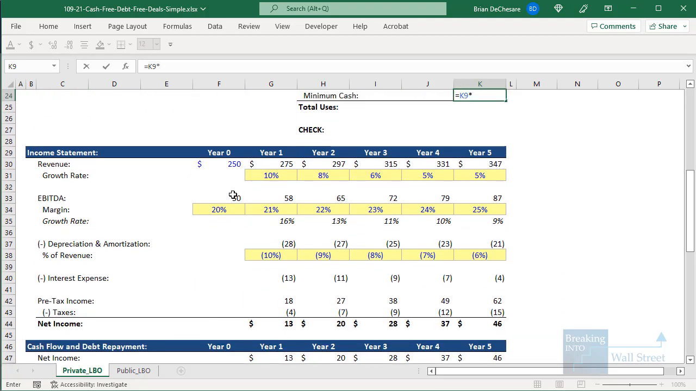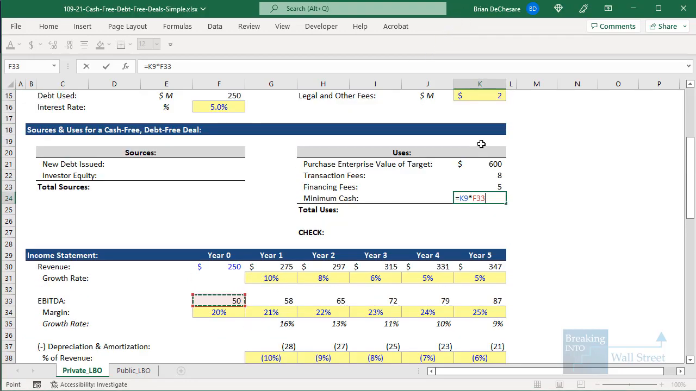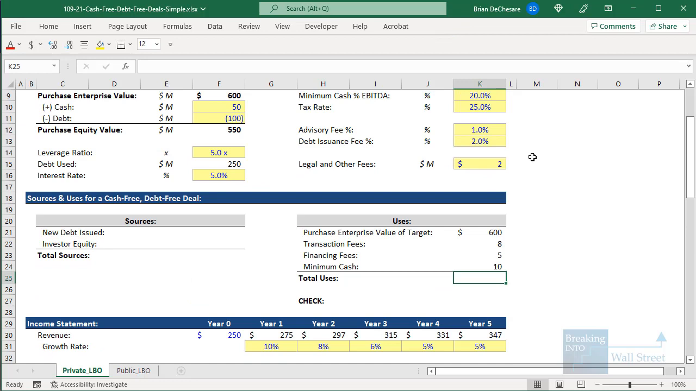Let's get the company's EBITDA right when the deal takes place in year 0. This is 50 million. 20% of 50 million is just the 10 million right there. And that's our total uses. Now on the sources side, we're using 250 million of debt to do this deal. And then the investor equity is just a plug. So we take total uses and subtract the new debt issued, add these up, and then let's do a quick check to make sure total sources equals total uses, and it does.